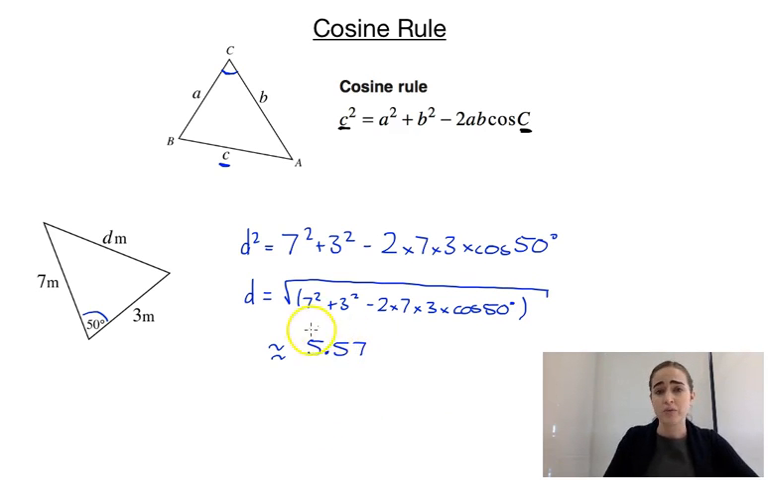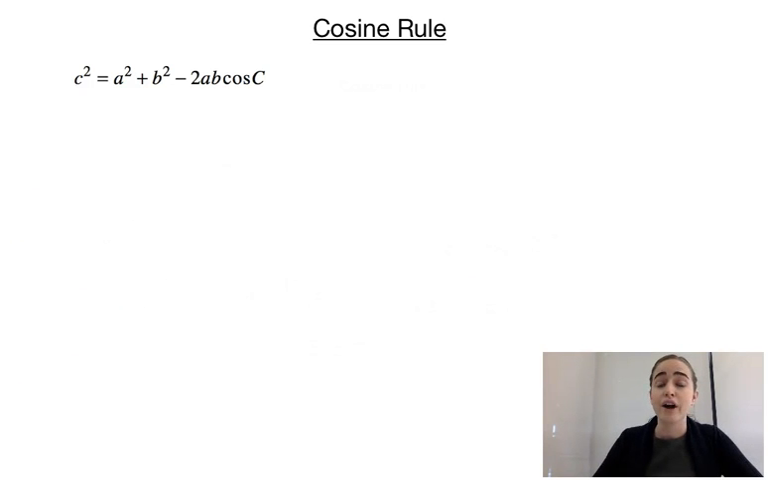So you always need to check whether your answers make sense as well. If this side's 7 meters and this one's 3, then a side length of 5.57 meters also makes sense. It works in that triangle. So that example was looking at finding the length of a side, and this formula worked quite well for that because the length of that side is on its own on one side of the equal sign already.